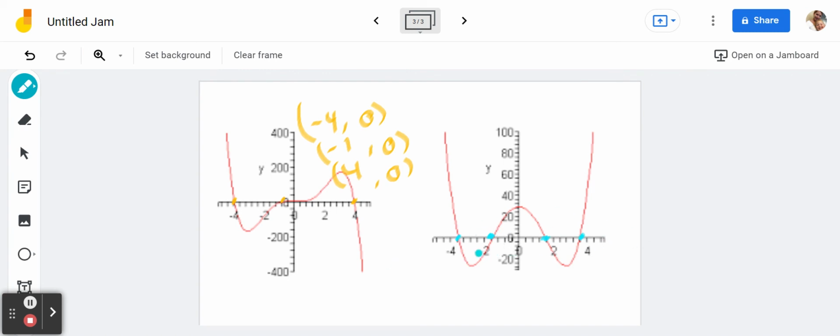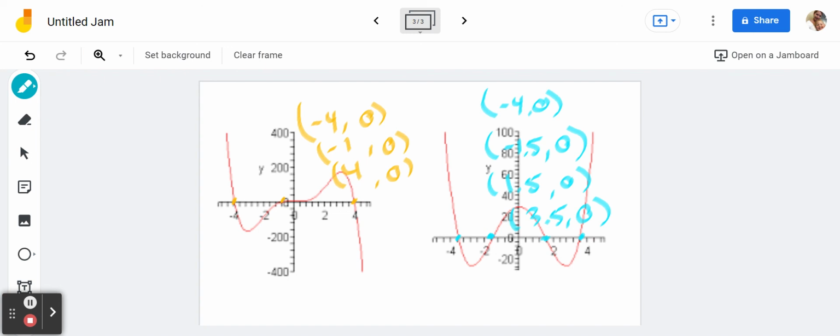This is an even degree polynomial of 4 zeros, which I could say they are at -4, comma 0, -1.5, comma 0, +1.5, comma 0, and 3.5, comma 0. So that's all we're looking for. We're just looking for the zeros.